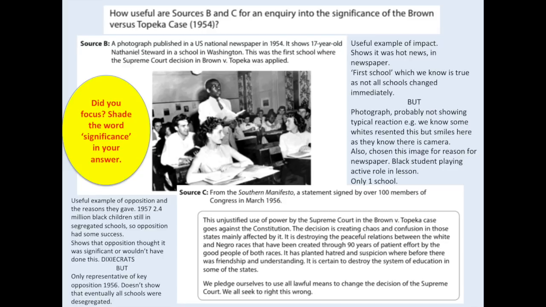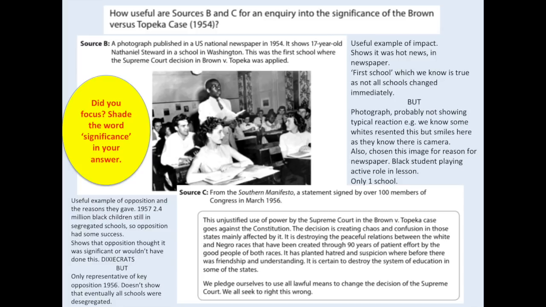And finally, a big limitation, of course, is this is only what was going on in one school. So that's source B. But what about source C? Well, it's a useful example of opposition, because, of course, Southern Manifesto, people in the South, white racist people in the South, trying to stop this from happening.